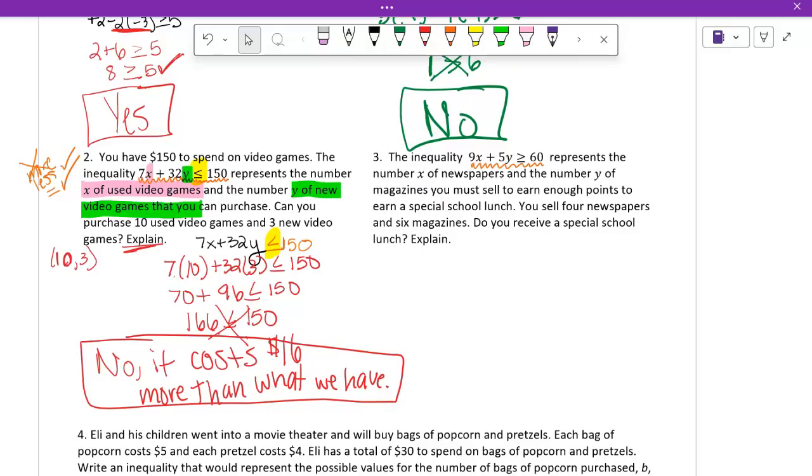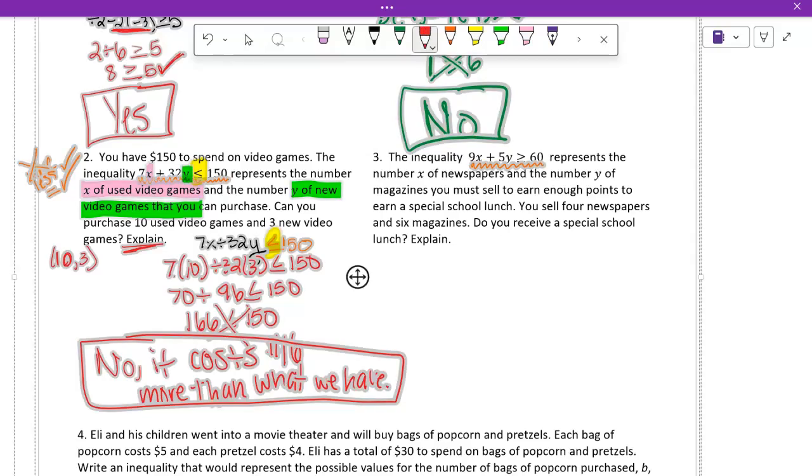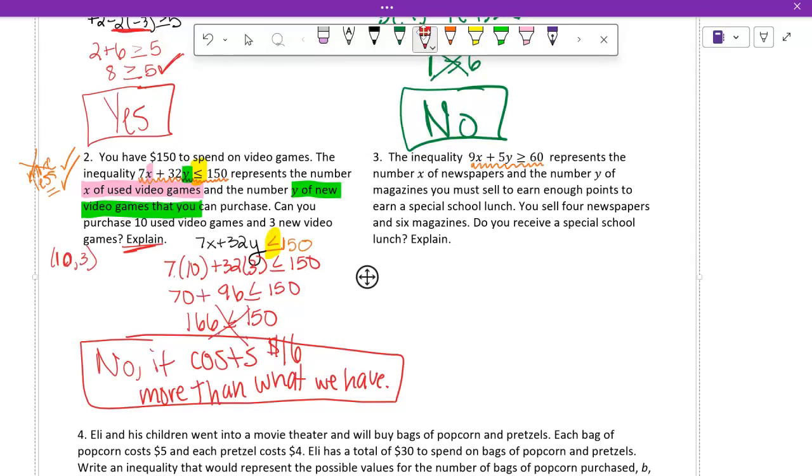So here we have the inequality 9x plus 5y is greater than or equal to 60. This represents the number of X newspapers and the number of Y magazines we must sell to earn enough points to earn a special school lunch. You sell 4 newspapers and 6 magazines. Do you receive a special school lunch?